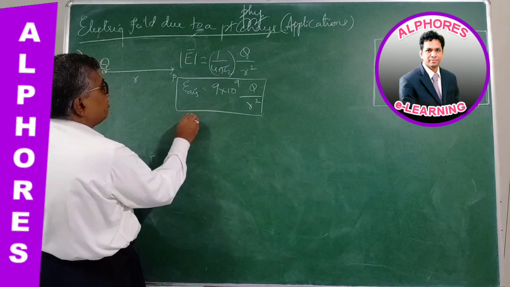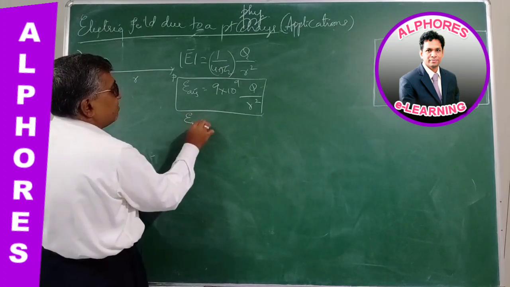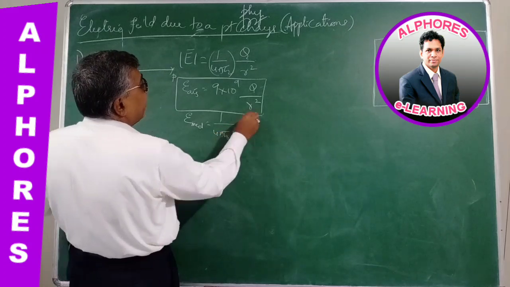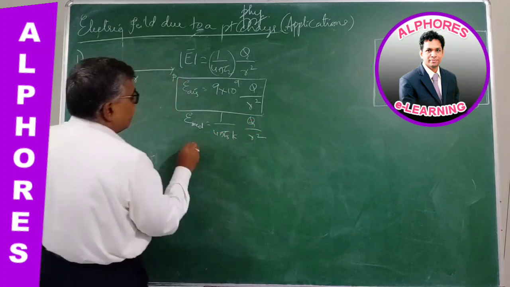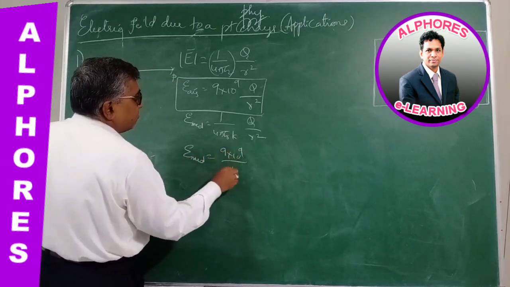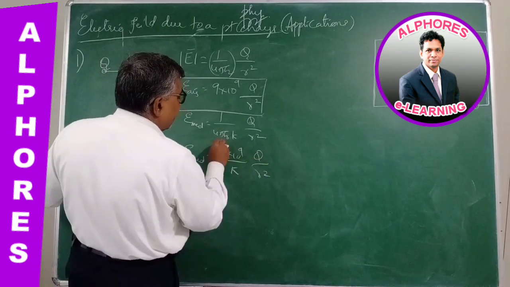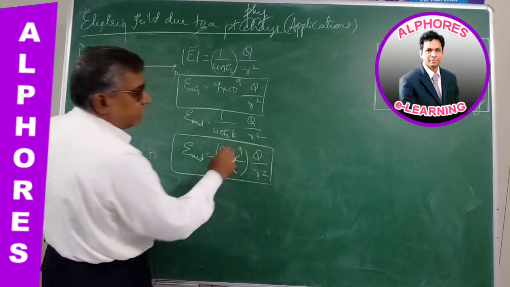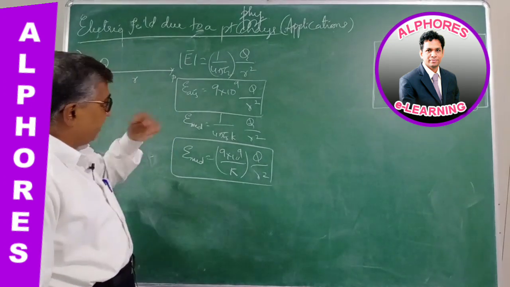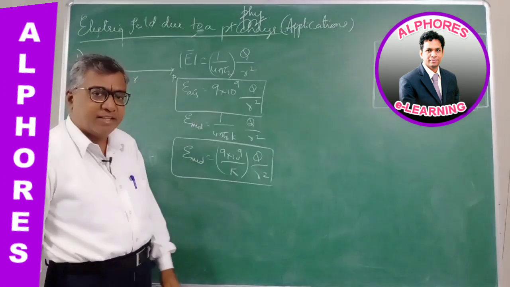If the same charge is in a medium, then the electric field is 1 by 4 pi epsilon naught k capital Q by r square, or 9 into 10 power 9 by k times capital Q by r square. This is the simple value of the electric field in the medium. Comparing these both, you would get that the electric field in air is k times the electric field in the medium.